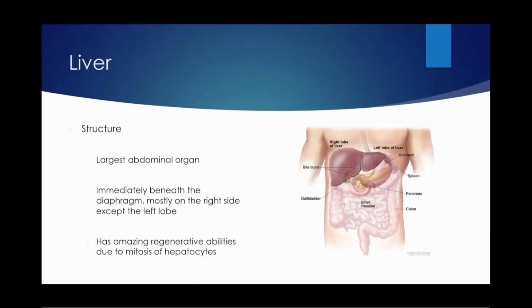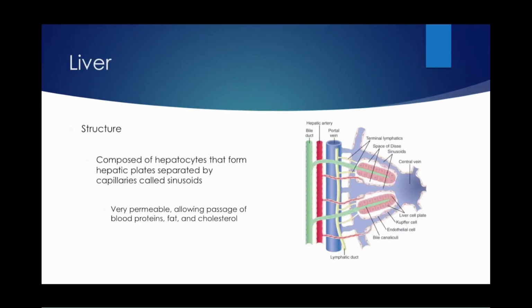Okay, so moving on to the liver, largest abdominal organ, right beneath that diaphragm, mostly on the right side. Some of it does creep over to the left. Very strong regenerative capabilities for the liver. Due to mitosis of the hepatocytes, they're continuously undergoing mitotic division to regrow. So much so that with a liver transplant, you can do a living donor. You can donate like half of your liver. Not all of it grows back, but some of it will grow back for the donor for transplants.